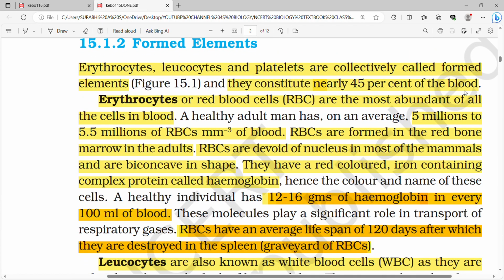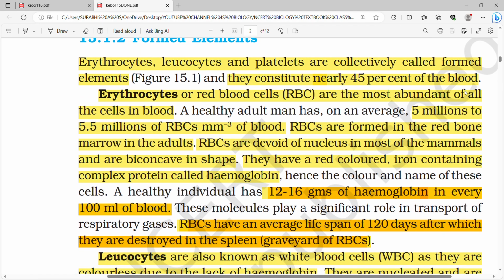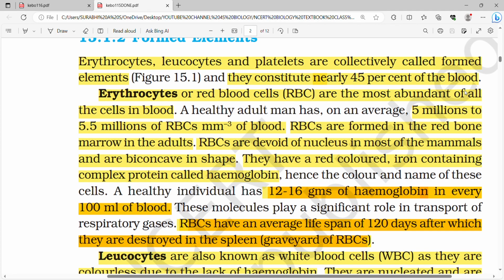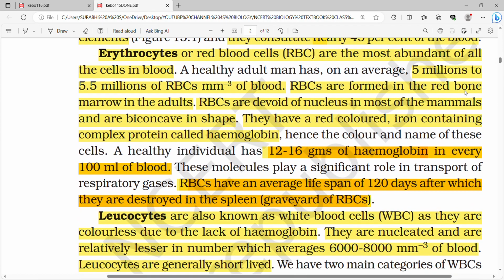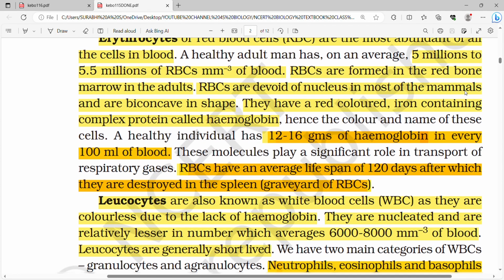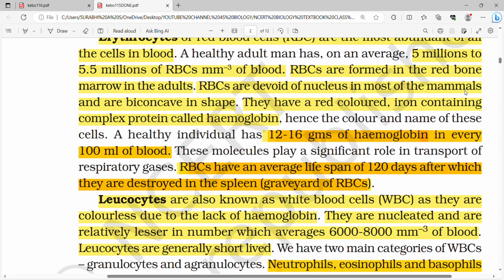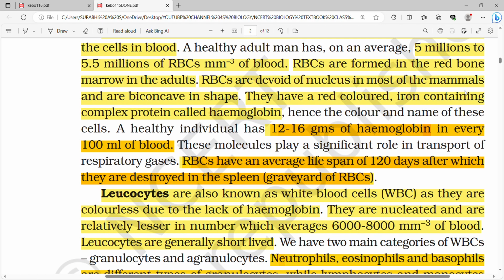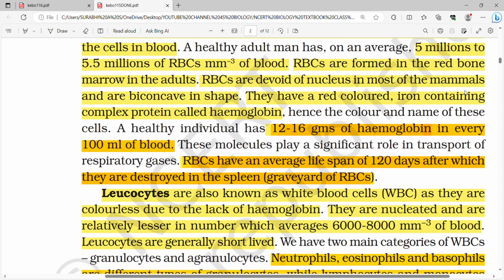Now we'll look into the formed elements. So the first formed element is erythrocytes. So there are erythrocytes, leukocytes and platelets which are together called formed elements, and they constitute nearly 45% of the blood. Erythrocytes are also called RBC and they are the most abundant of all the cells in the blood. On an average 5 million to 5.5 million RBC are present in the blood, and this is formed in the bone marrow.